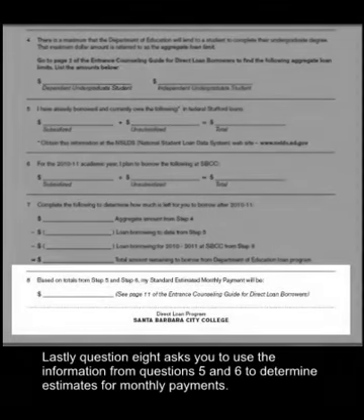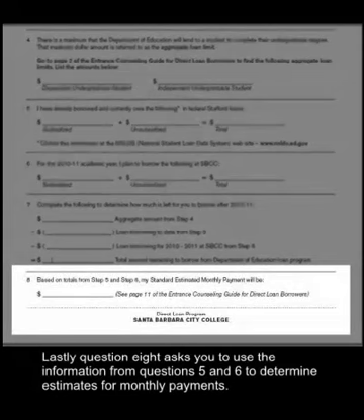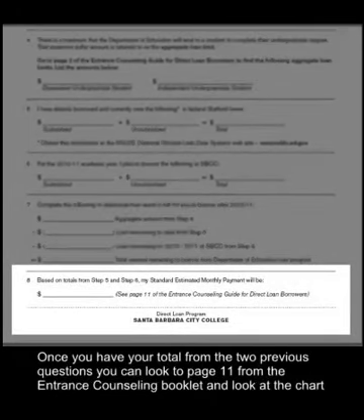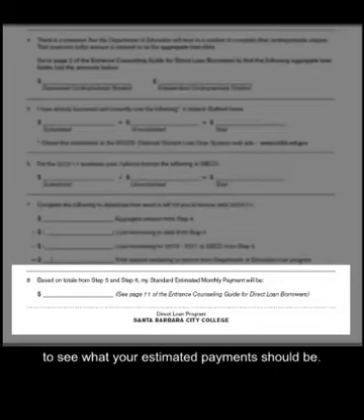Lastly, question 8 asks you to use the information from questions 5 and 6 to determine estimates for monthly payments. Once you have your total from the 2 previous questions, you can look to page 11 from the Entrance Counseling booklet and look at the chart to see what your estimated payments should be.